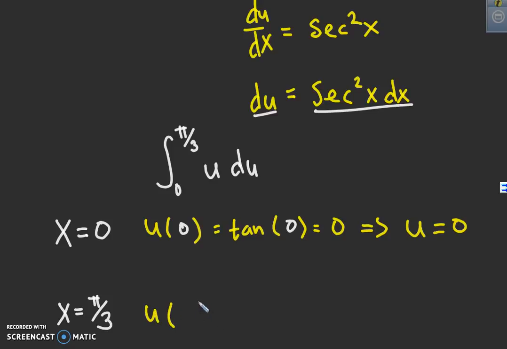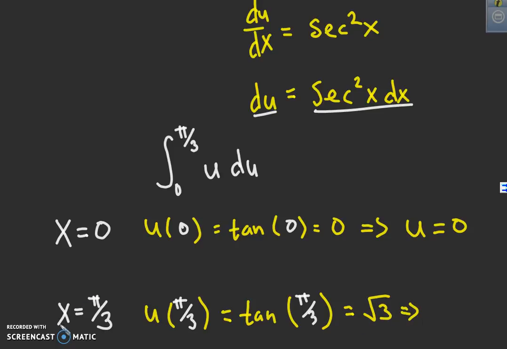So u of pi over 3. We're still plugging it into tangent of x, but now it's tangent of pi over 3. And if you remember that from the unit circle, we get radical 3. Now, this implies that my upper limit of x equals pi over 3 will change to u equals radical 3.